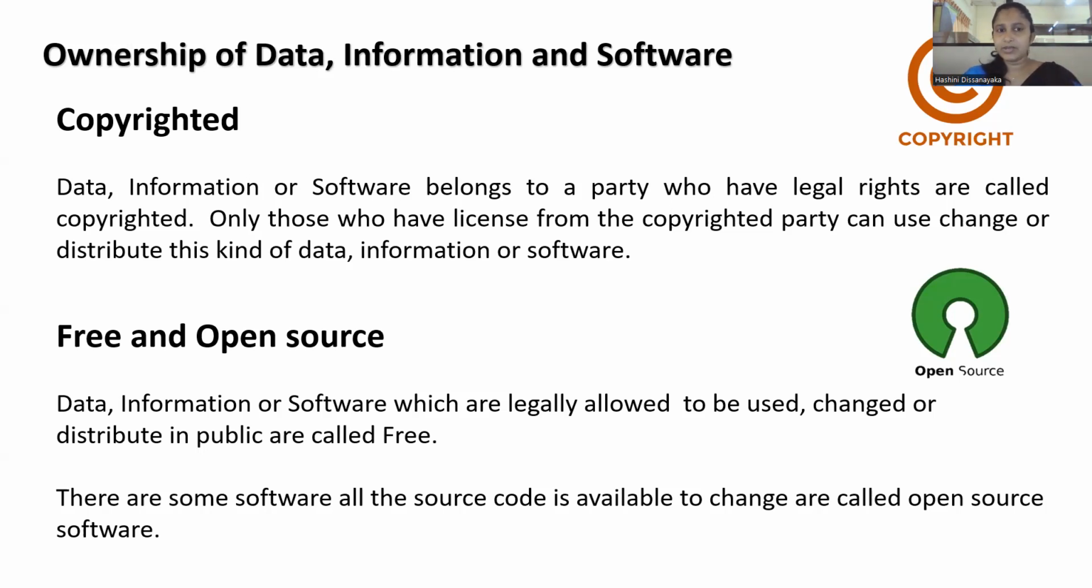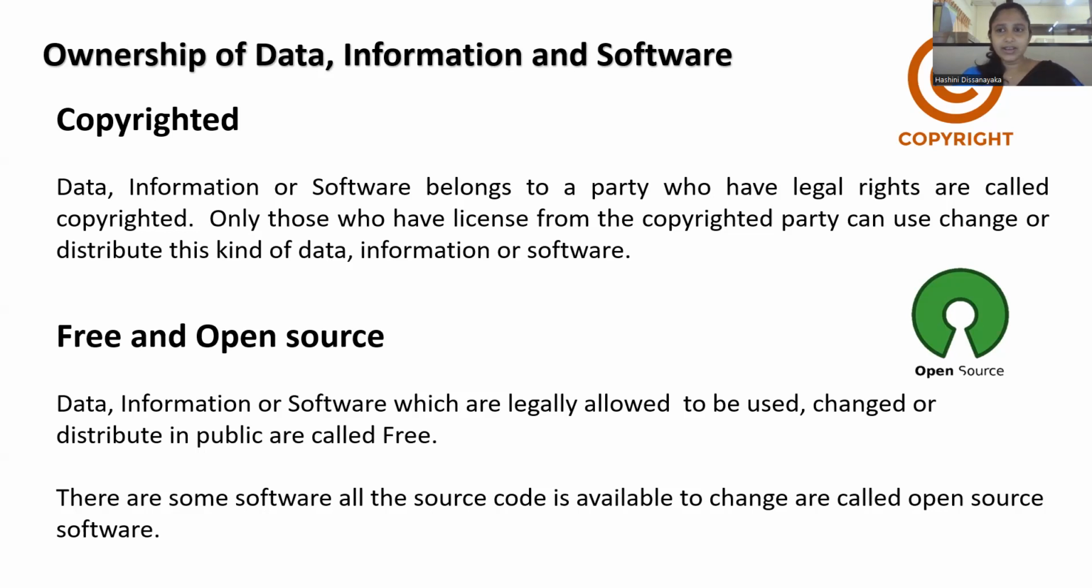That means data, information or software belongs to a party who has legal rights, and that is called the copyright. Only those who have a license from the copyrighted party can use, change or distribute this kind of data, information or software. And then the other one is free and open source.